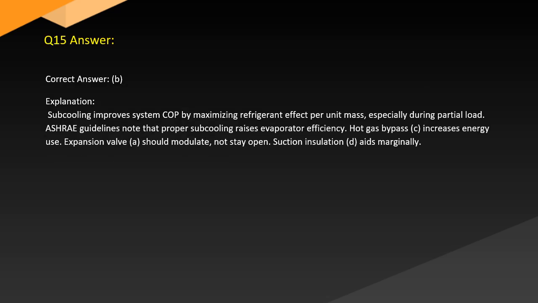Answer. Correct answer: B. Explanation. Subcooling improves system COP by maximizing refrigerant effect per unit mass, especially during partial load. ASHRAE guidelines note that proper subcooling raises evaporator efficiency. Hot gas bypass, C, increases energy use. Expansion valve, A, should modulate, not stay open. Suction insulation, D, aids marginally.